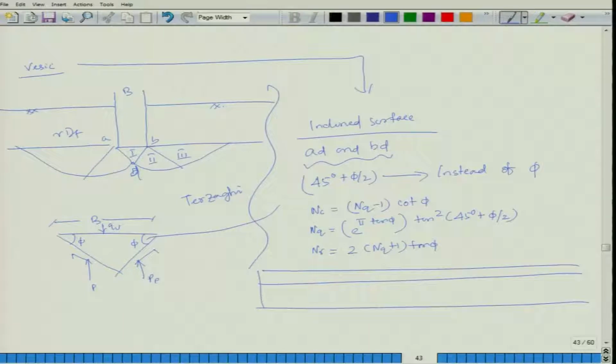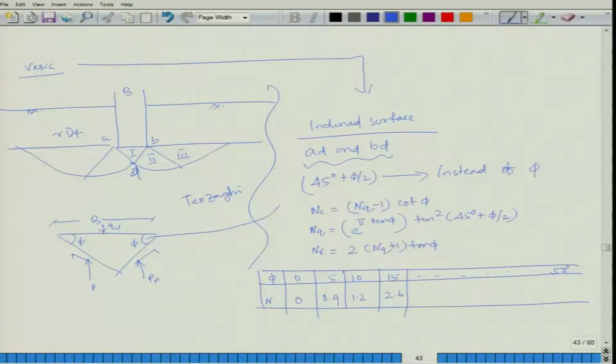they have also given charts in terms of values of phi and N gamma: 0, 5 degree, 10, 15, and so on up to 50 degree. So, 0, 0, here it is 0.4, here it is 1.2, here it is 2.6. So, instead of making angle phi with the inclined failure surface, it makes an angle 45 degree plus phi by 2 in case of Terzaghi's.